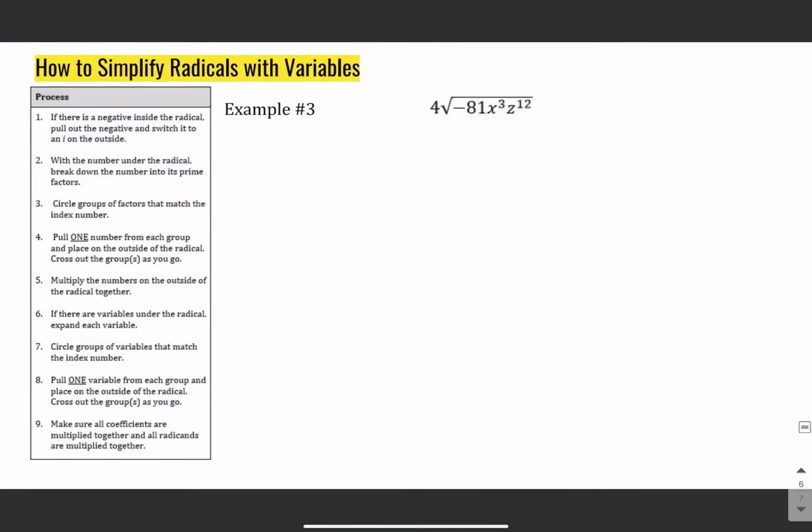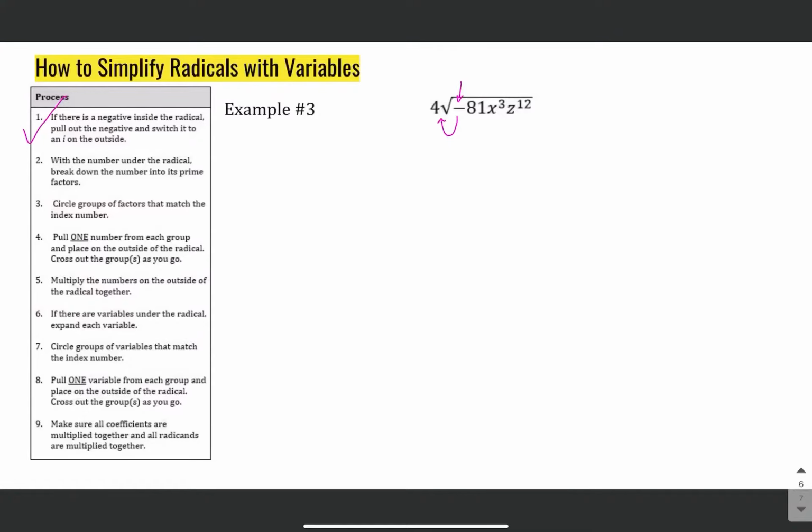All right, let's look at example 3. So same process, just a new problem, making sure that we kind of make some comparisons as we're going through the process. All right, so let's start again with step number 1. Step number 1, if there's a negative inside the radical, pull out the negative, switch it to an i. Ooh, look at this one. I've got a negative right there. Okay, so what we're going to do, we're going to be taking that negative out. And we're going to be switching it to an i.